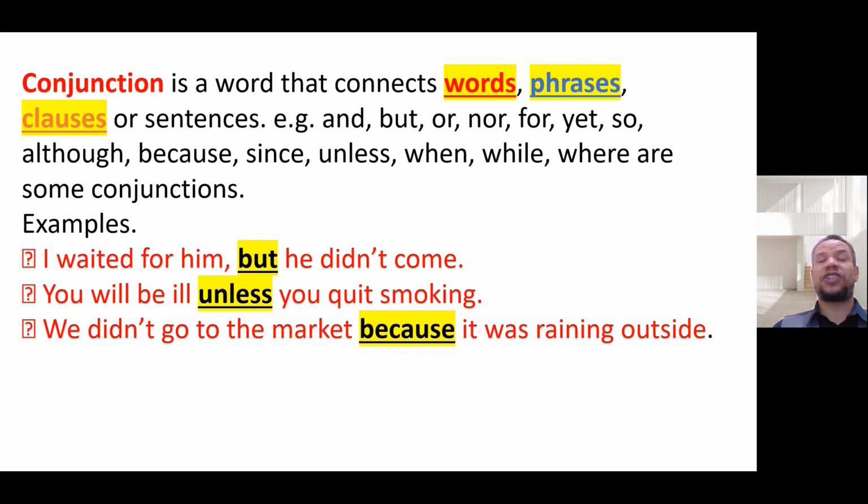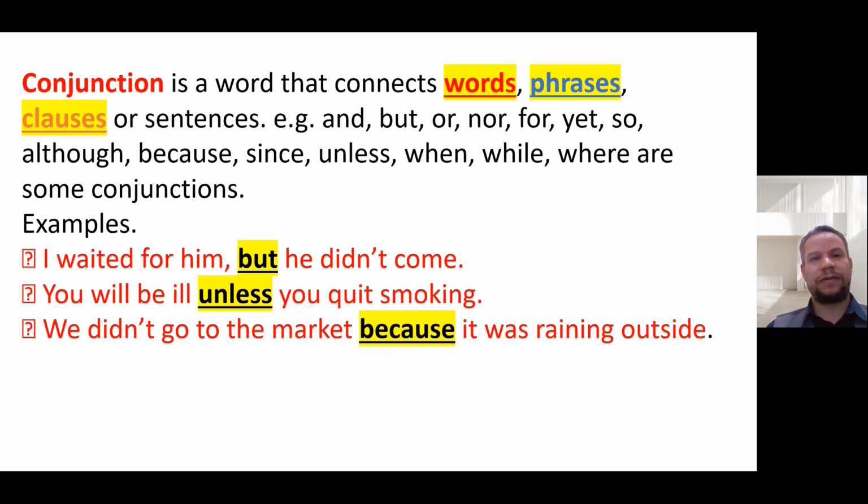When you use some words connecting two sentences, we call that a conjunction. Example: use because between two sentences, use but, or, however, unless, while, where, whereas, and so on. Here, I waited for him. This is sample sentence 1. Another sentence: he didn't come. So we have two sentences. I used the word but. So I waited for him, but he didn't come. Now we use a conjunction.